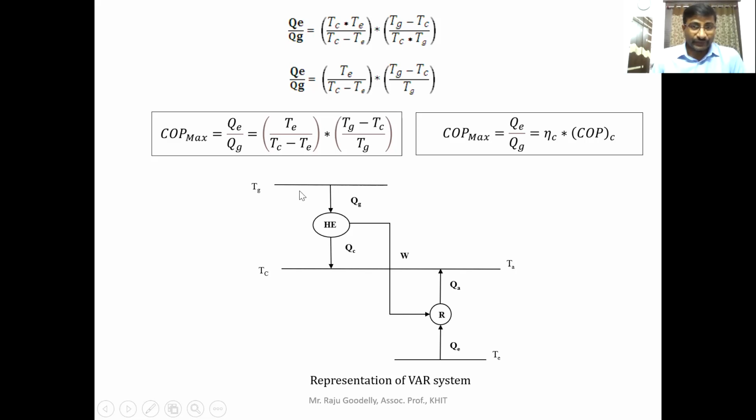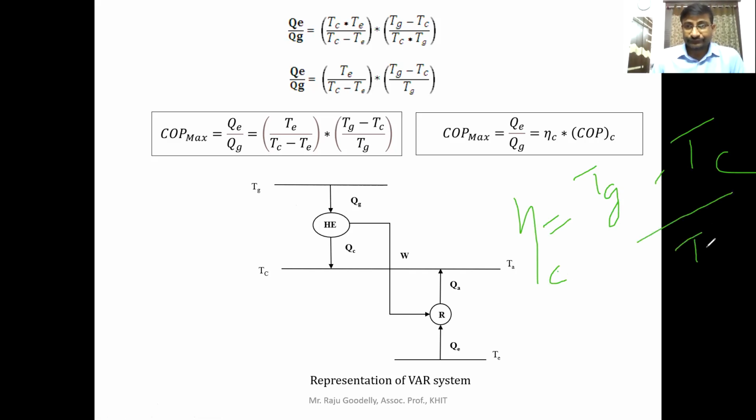Otherwise, in terms of temperature, the efficiency of the heat engine is equal to that of the Carnot heat engine. In terms of temperature, it is TG minus TC divided by TG, the temperature at which heat is supplied. This is the efficiency of the Carnot cycle whenever it operates between TG and TC. So here TG minus TC by TG is there. That's why it is replaced by the Carnot efficiency. And the refrigerator is working between TE and TA or TC.